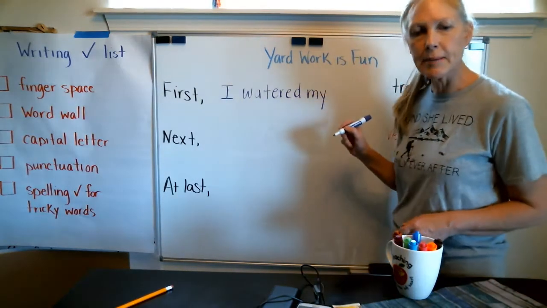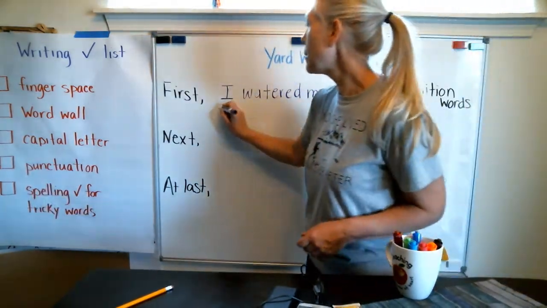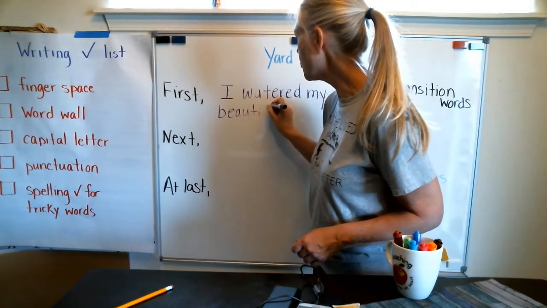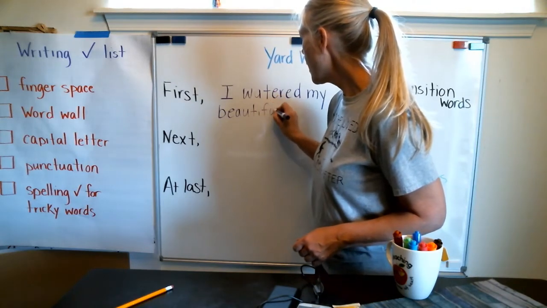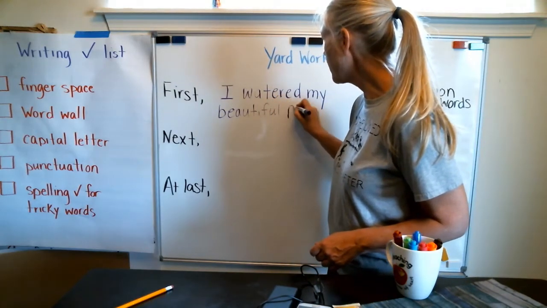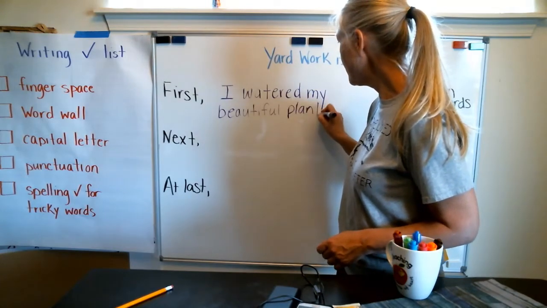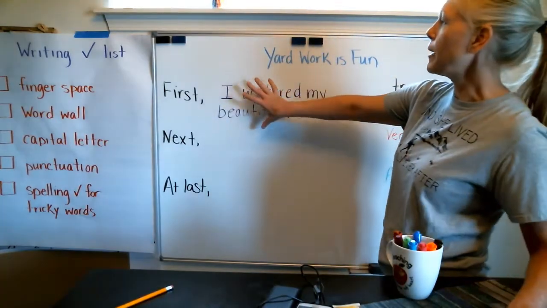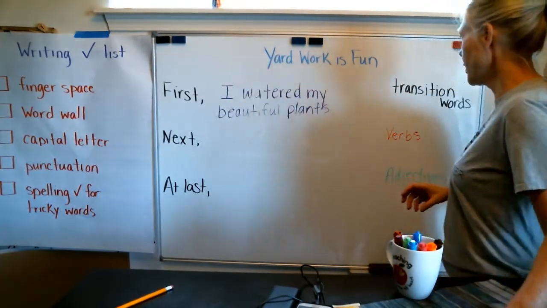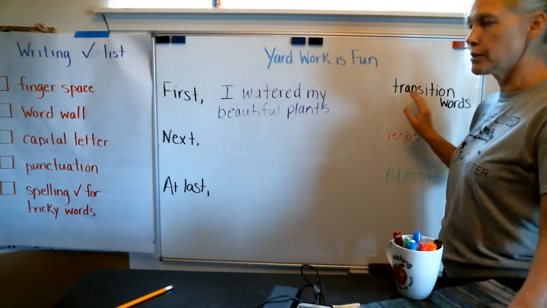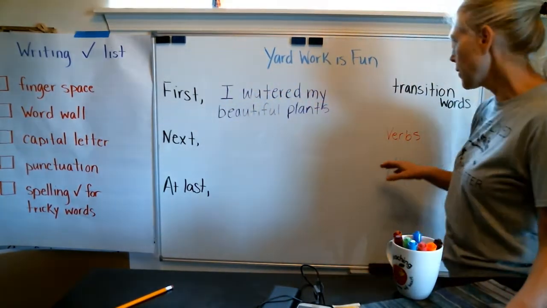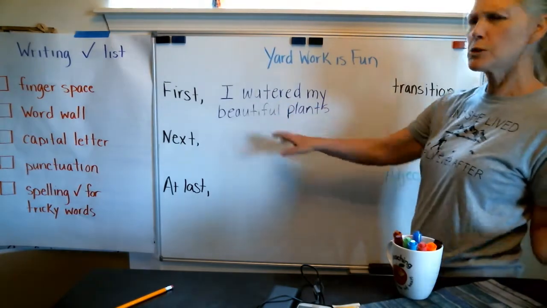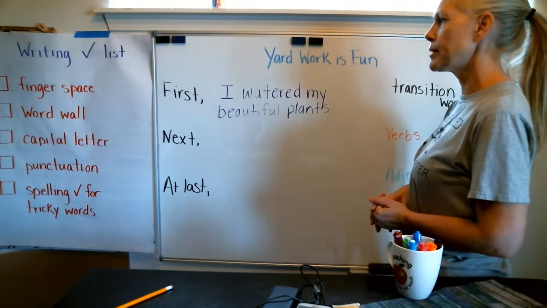And instead of just saying plants, I'm going to say my beautiful plants. Because remember, I am trying to describe and make my writing so that when my reader reads my writing, they can envision all of the beautiful plants in my yard. After I've written my first part of my story, I want to make sure I have my transition words, which I use the word first. My verb is watered, and adjectives, I use beautiful. I really wanted to describe my plants.